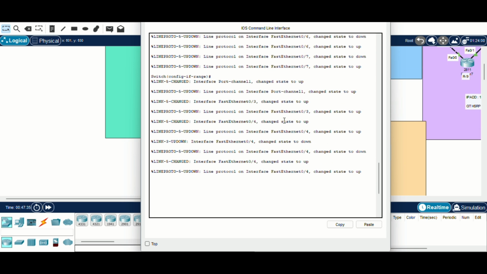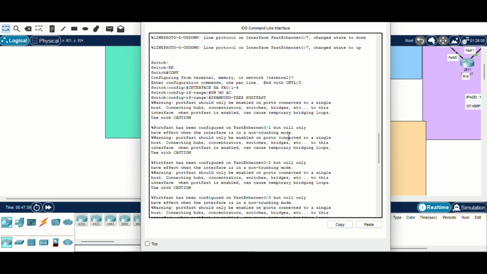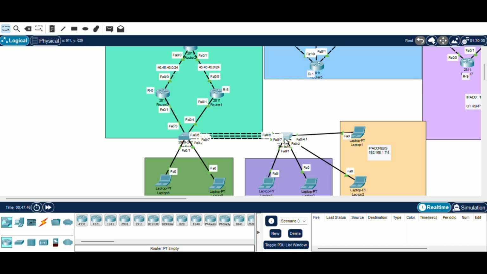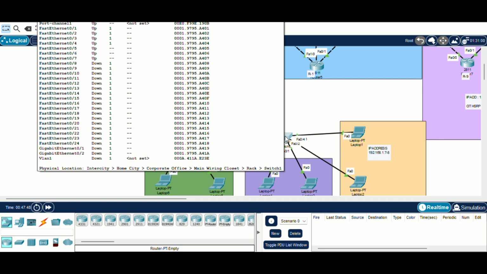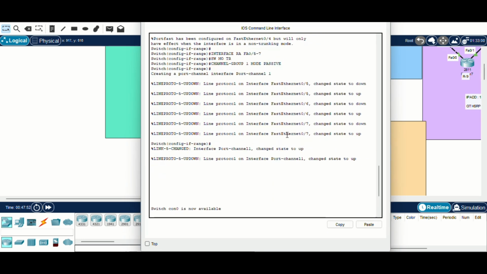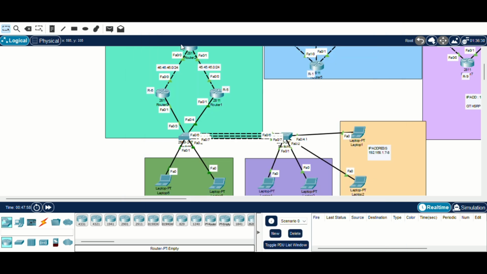EtherChannel. After that you can go to the second switch, and then you make interface range FA1 until 4 with port mode access, and then using portfast. And then for Ethernet 5 until 7, don't forget switchport mode trunk, also using channel-group 1 mode passive.